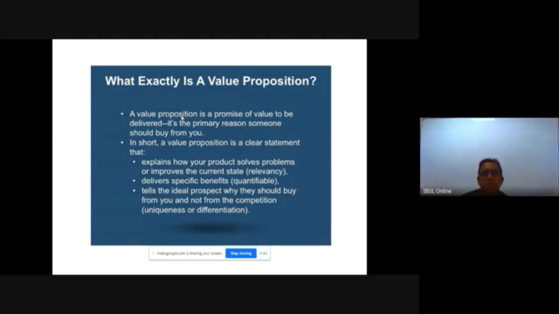In short, value proposition is a clear statement that explains how your product solves problems or improves the current state. Relevance. Yeah, because it improves your current issue. If you are an executive having a low salary, at the initial stage of your housing loan, you can pay a lesser amount as rental. It delivers a specific benefit, because you pay a low rental at the beginning.